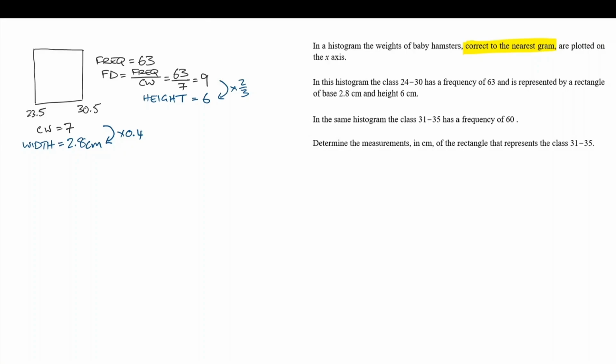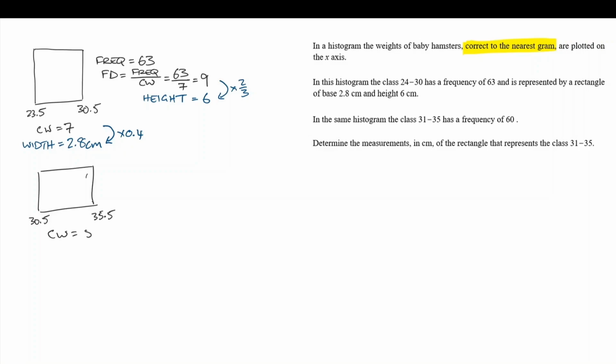Now that I have these two scale factors, multiplied by 0.4 and multiplied by 2/3, I can make use of them with any bar of this histogram. So the very next sentence tells me that in the same histogram, the class 31 to 35 has a frequency of 60. And we're asked to find the measurements in centimeters of the rectangle that represents 31 to 35.